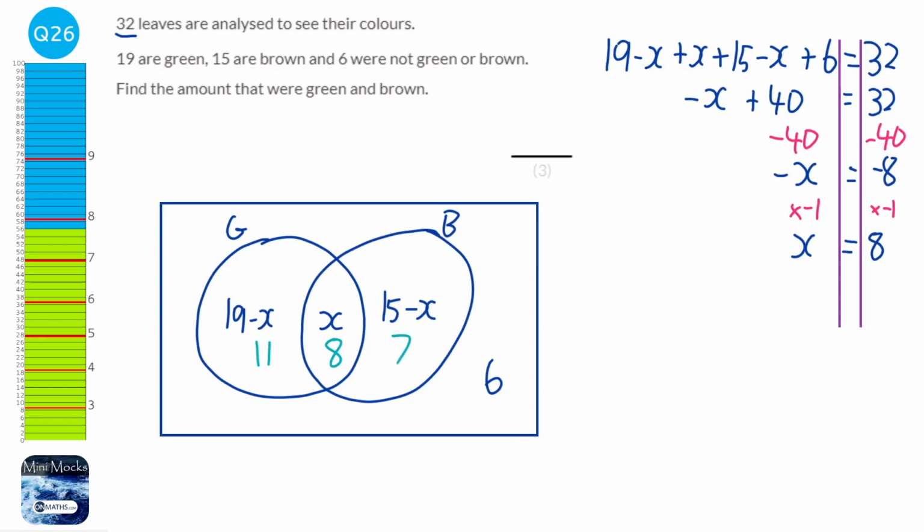So find the amount that were green and brown. We know it's going to be 8.